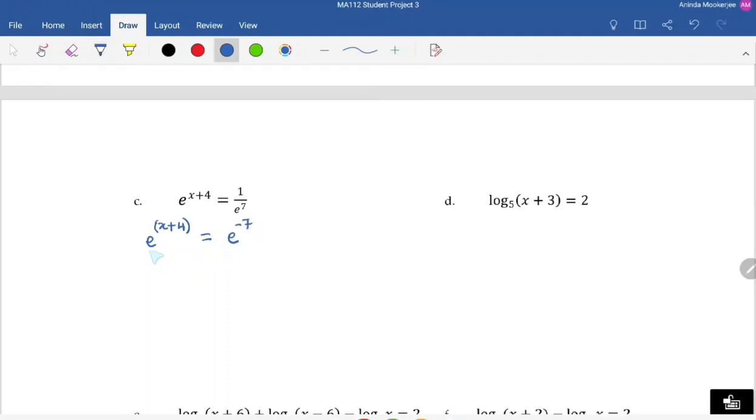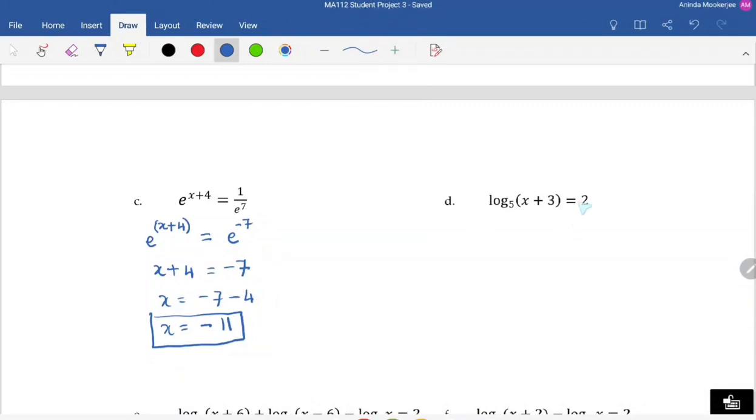So since both the bases are the same now, we will just make the exponents equal to each other. x plus 4 equals negative 7. So x is negative 7 minus 4, which is negative 11. All right, so that's going to be the solution.